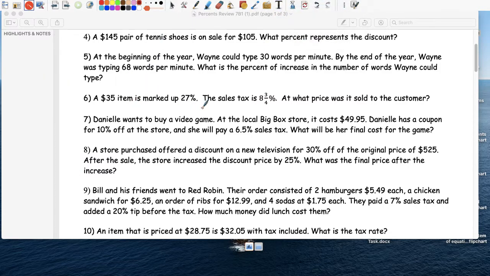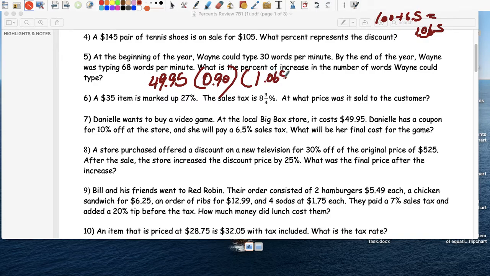Nia wants to buy a video game. It costs $49.95. She has a coupon for 10% off, and then she'll have to pay 6.5% tax. So again, we can do this really fast. 49.95, we're going to multiply. 10% off means she's responsible for 90%. Then we get a new price, right? And then she will have to pay a 6.5% tax. A tax means it's going to be over 100, so 100 plus 6.5 equals 106.5, right? So we move the decimal 2 over, it's 1.065.